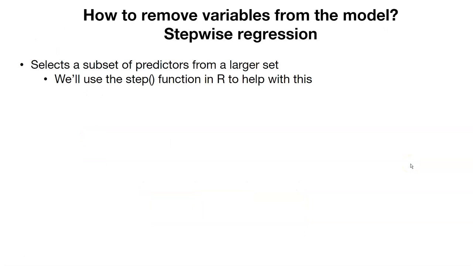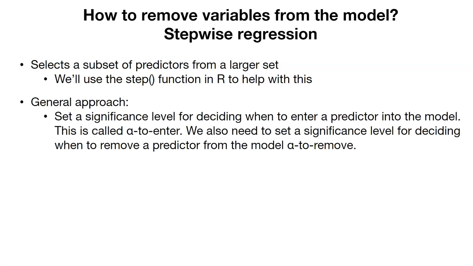And so you might think, well, you can start and you can create all of these subsets of regression, but how might you remove them? And so there is a process called stepwise regression. And so stepwise regression selects a subset of predictors from a larger set. When we do this in R, we can use the step function to help with this.